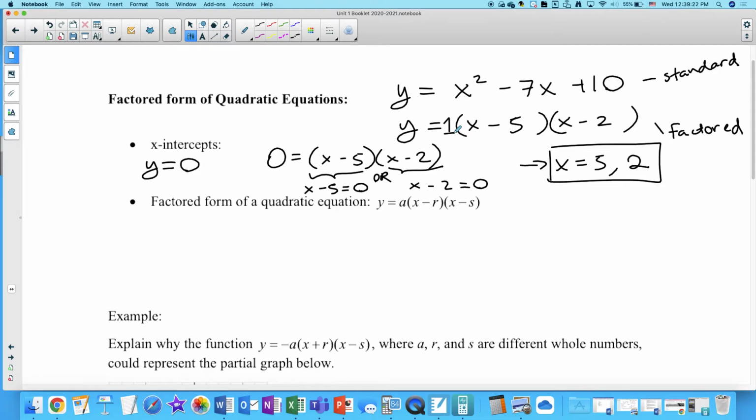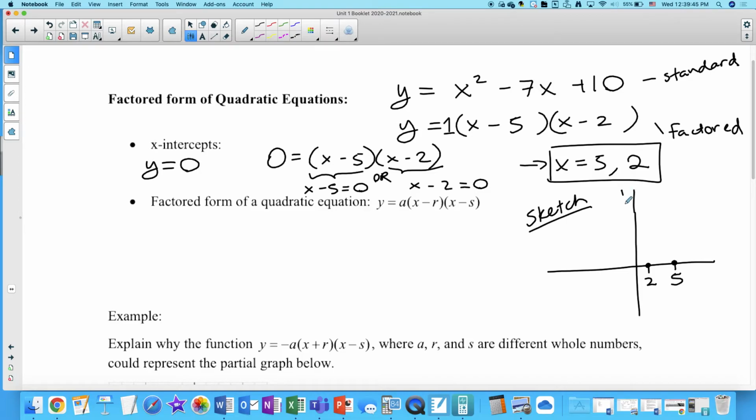then firstly, we know that these are the x-intercepts. So one x-intercept is at 2, and one x-intercept is at 5. Okay? We also know that this starts in quadrant 2 and ends in quadrant 1. So it's going to look like that.